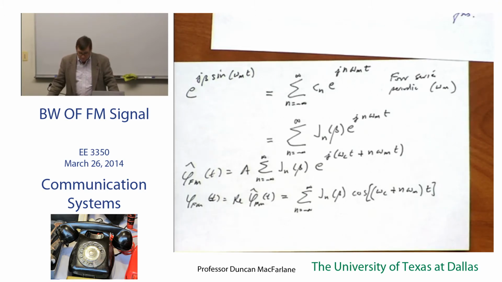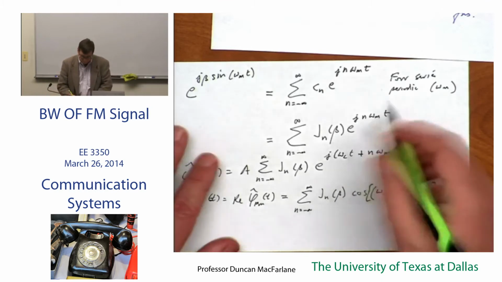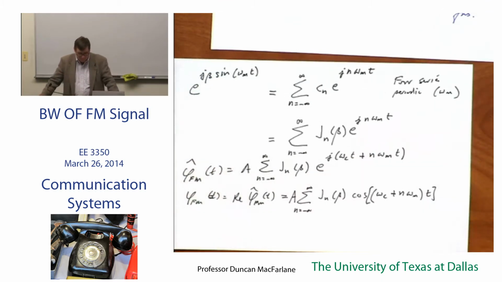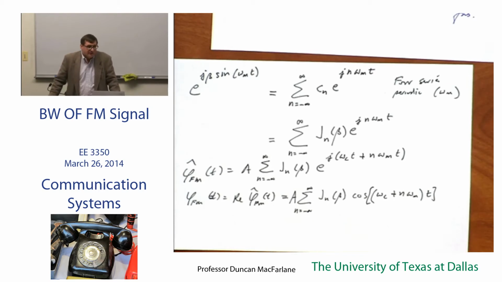Is there no A anymore? What does A tell me? What did I do last time with my A? Power. It's the power of the signal that I transmit. It's always the same, regardless of what m of t is, for an FM signal. So that's what that A is doing. It's just scaling the power.